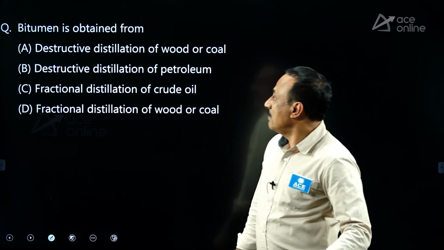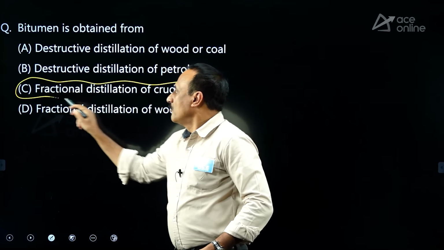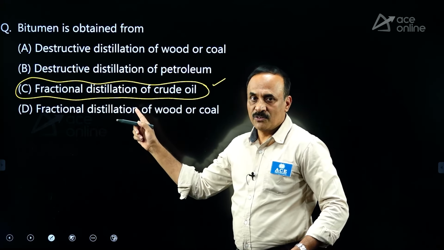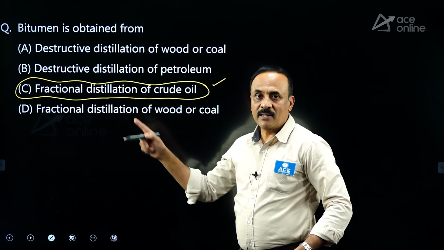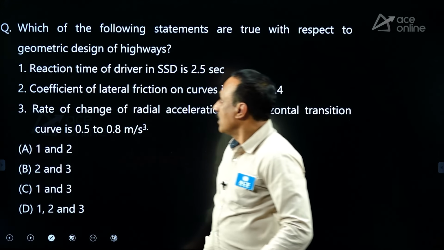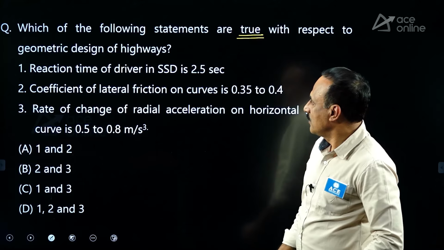Bitumen is obtained from fractional distillation of petroleum or crude oil. Fraction by fraction separation of crude oil gives the bitumen as the last end product. Answer is option C. Come to this question, which of the following statements are true with respect to the highways?